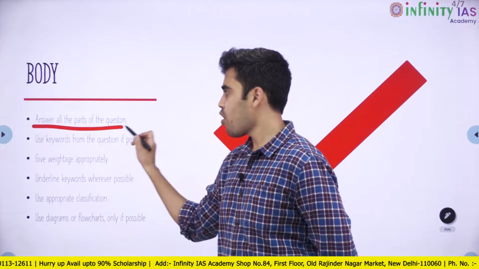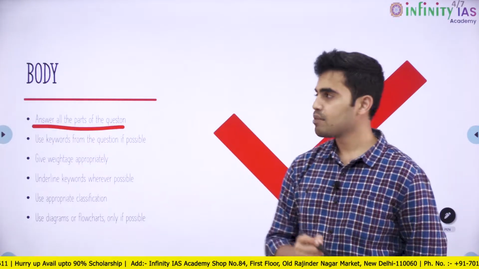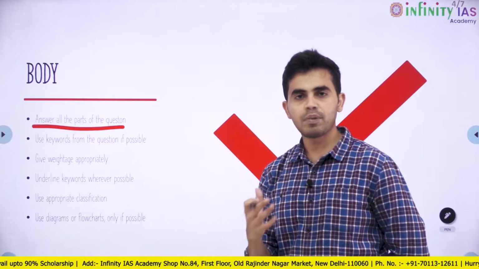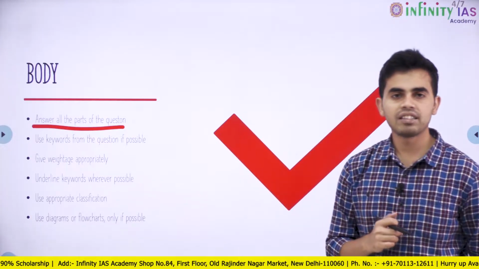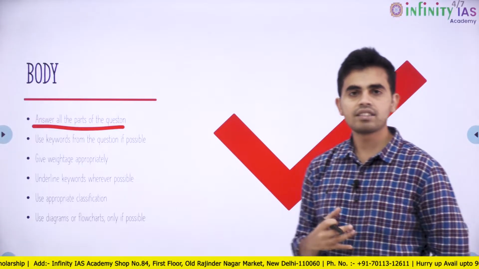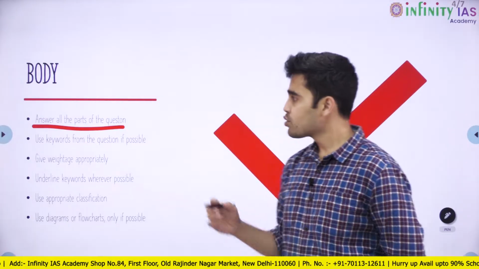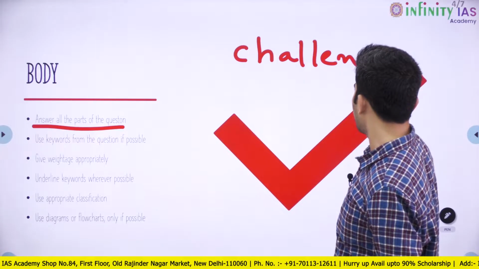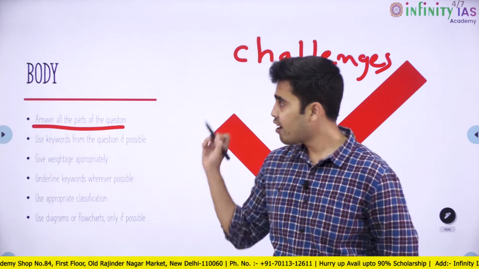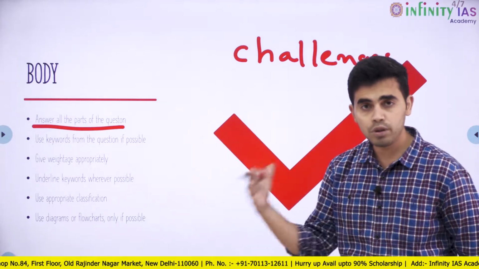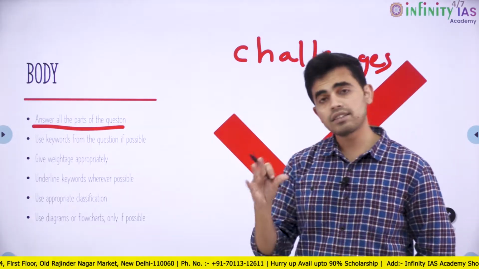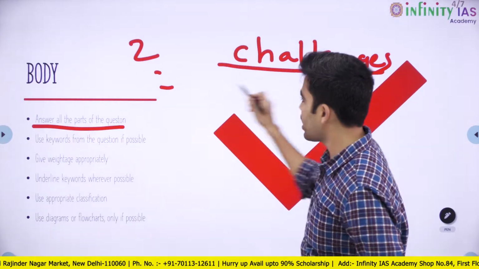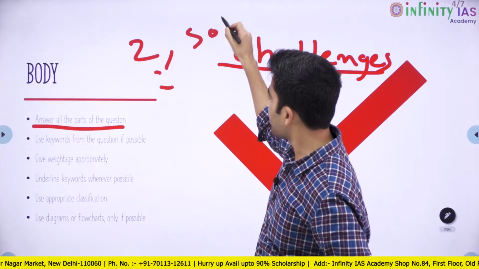Next comes answering all parts of the question. For example, if a question is asked on urbanization, what are the challenges faced by the society due to increased urbanization, and suggest some ways to tackle that. If we answer only the challenges part, we will get only half the marks. We have to give the solutions on how to tackle these challenges as well. So here the question has 2 parts, the challenges part as well as the solutions part.